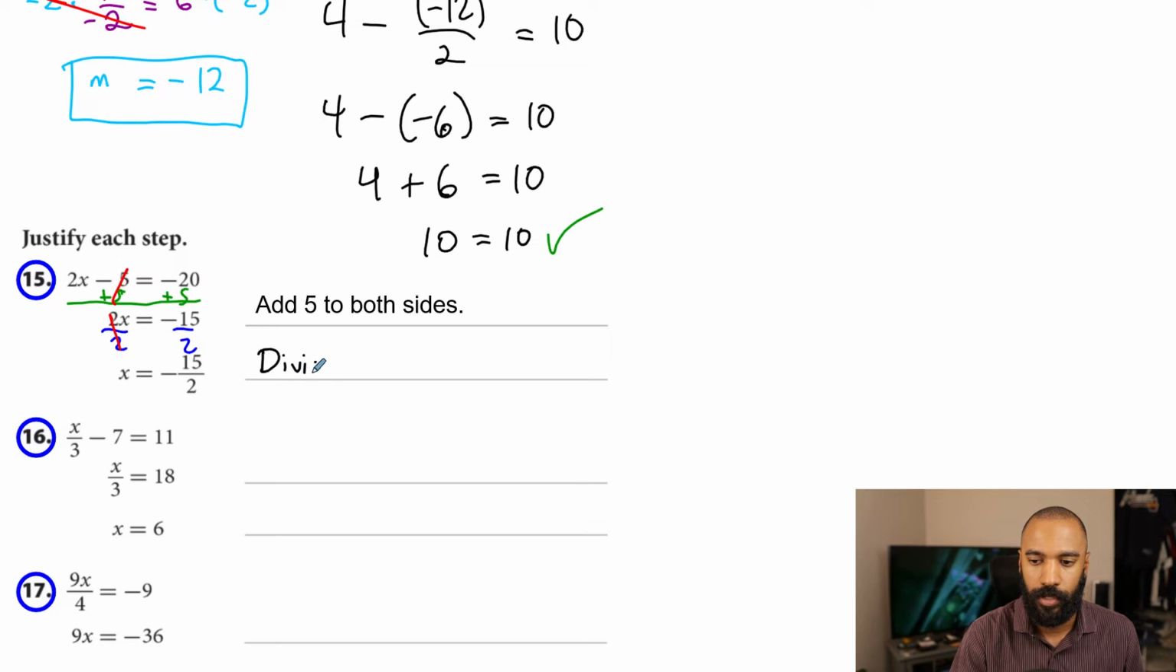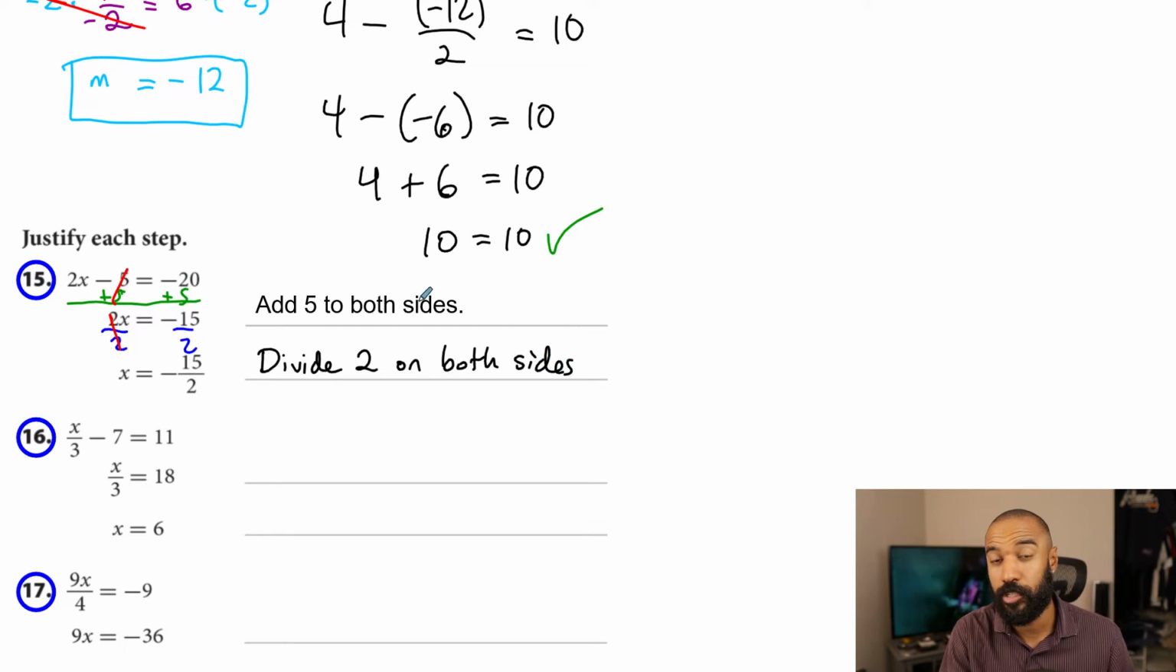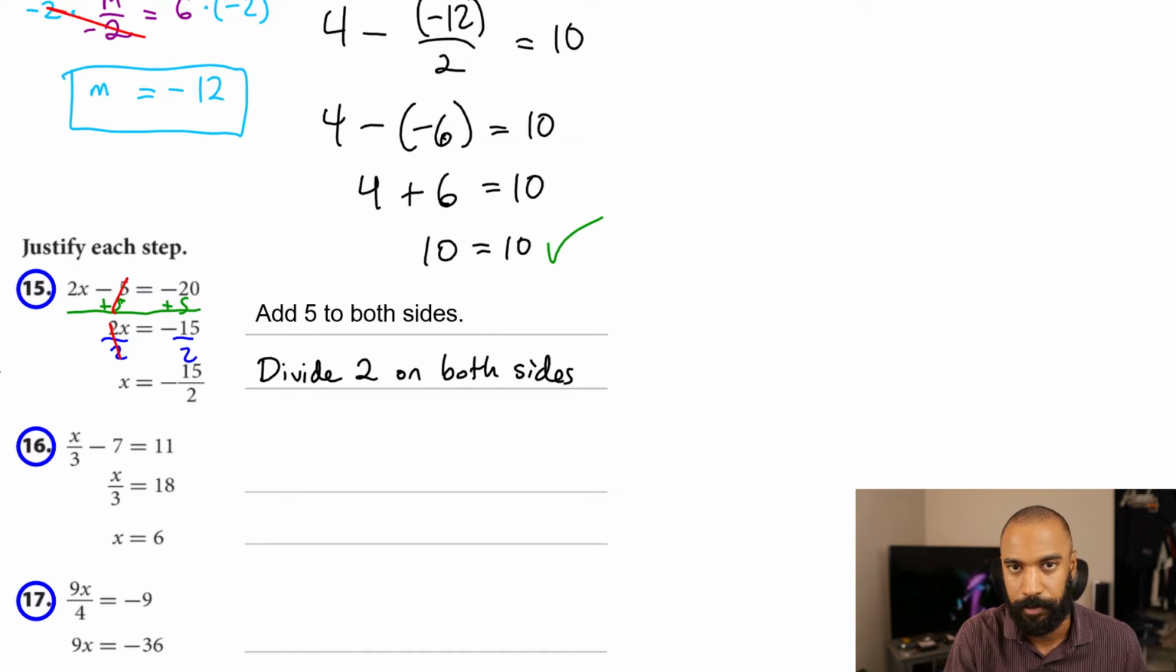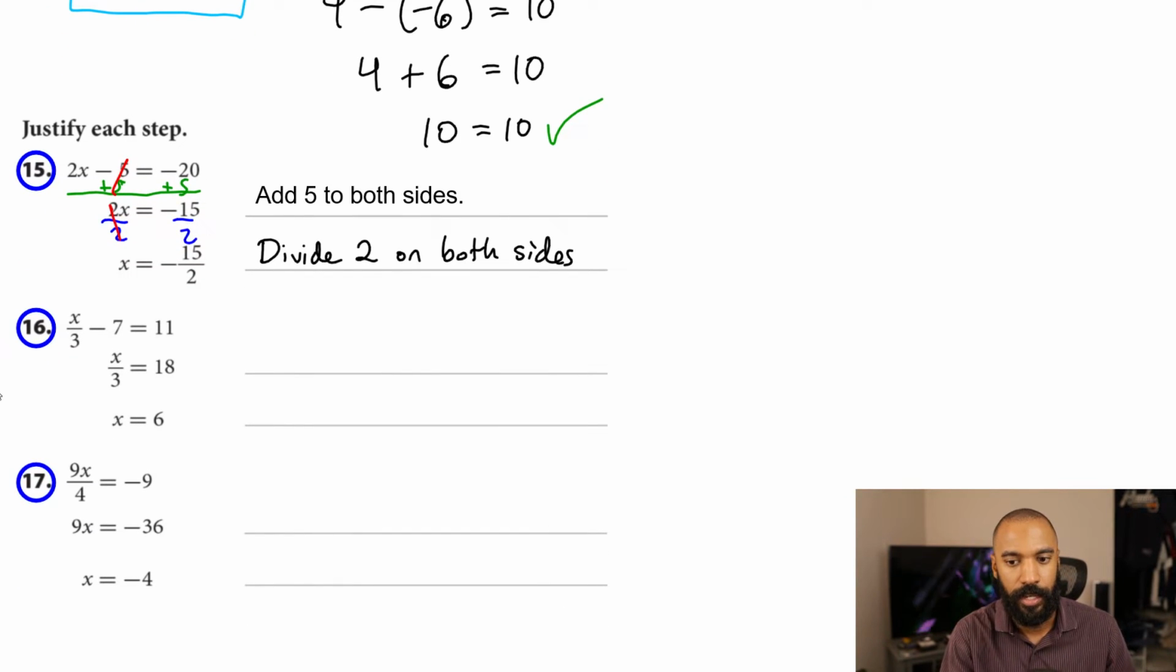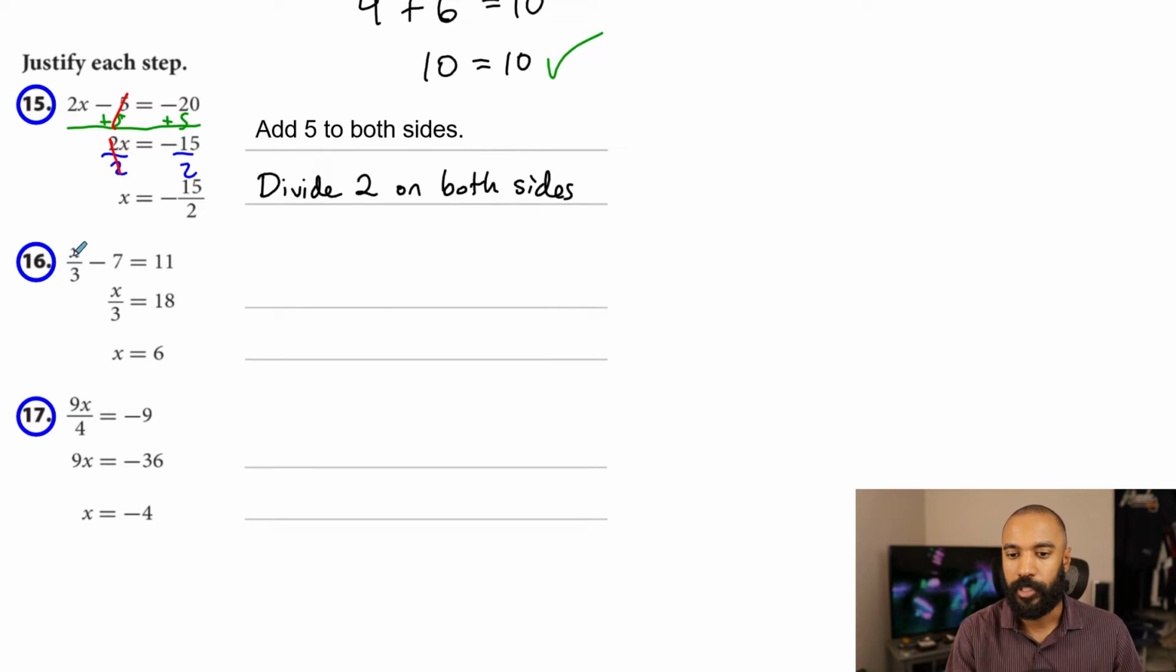I divided by 2 on both sides. Those are good justifications. Now I'm going to stick with those for these other ones, and I'm going to do them a lot faster now that you're probably making sense of what happens. Number 16, x over 3 minus 7 equals 11.